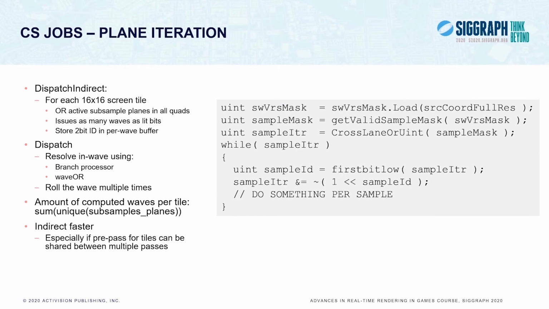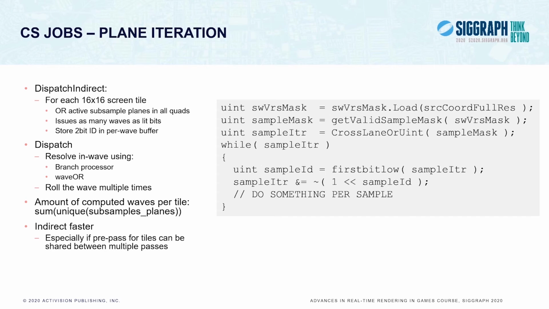One idea better than brute force evaluation of all samples is to iterate active subsample planes. This can be achieved using a dispatch indirect path that requires a preprocessing and issuing step. In this case, for each 16x16 screen tile, we would OR active subsample planes in all quads, issue as many waves as lit bits, and we would also have to store a 2-bit ID in a per-wave buffer so each wavefront could identify its own position within the 16x16 tile.